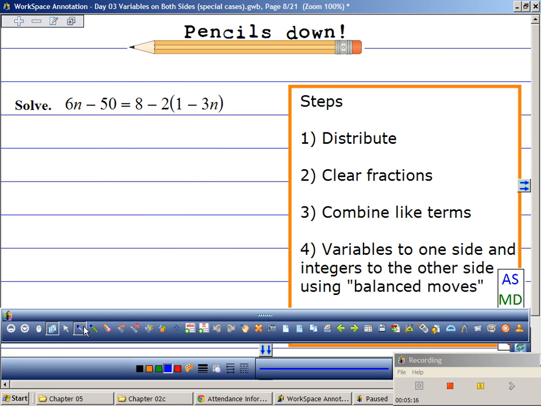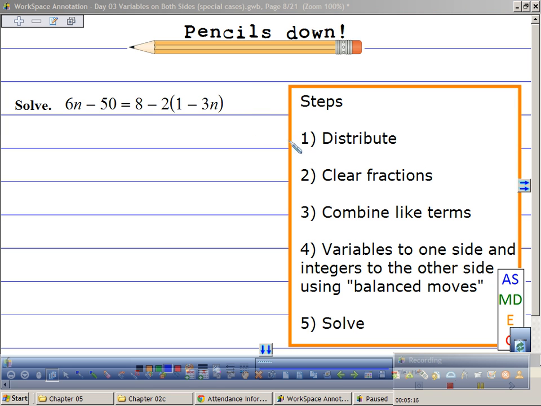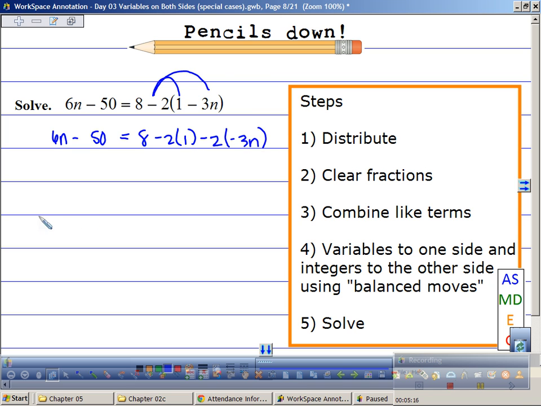All right, so let's move on to the last one. Pencils down. Distribute. Okay, I do have something to distribute this time, so I'm going to distribute. I've got 6n minus 50 equals 8, negative 2 times 1, and distribute negative 2 to negative 3n. 6n minus 50 equals 8 minus 2 plus 6n. So I distributed, no fractions to clear.